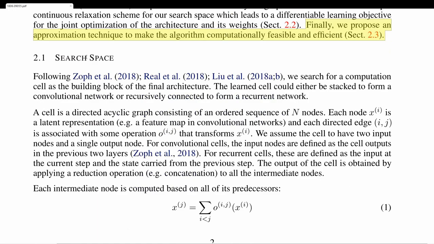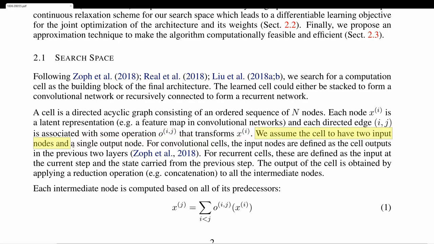Okay, so let's look at the search space. Following this paper, we search for a computation cell as the building block of the final architecture. The learned cell could either be stacked to form a convolutional network or recursively connected to form a recurrent network. So we look for computation cells. A cell is a directed acyclic graph consisting of an ordered sequence of n nodes. Each node, xi, is a latent representation, for example a feature map in convolutional networks, and each directed edge, ij, is associated with some operation, oij, that transforms xi. We assume the cell to have two input nodes and a single output node.